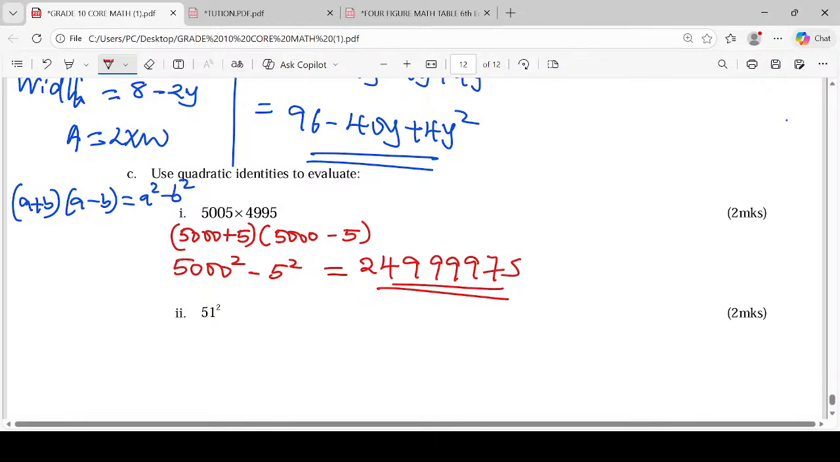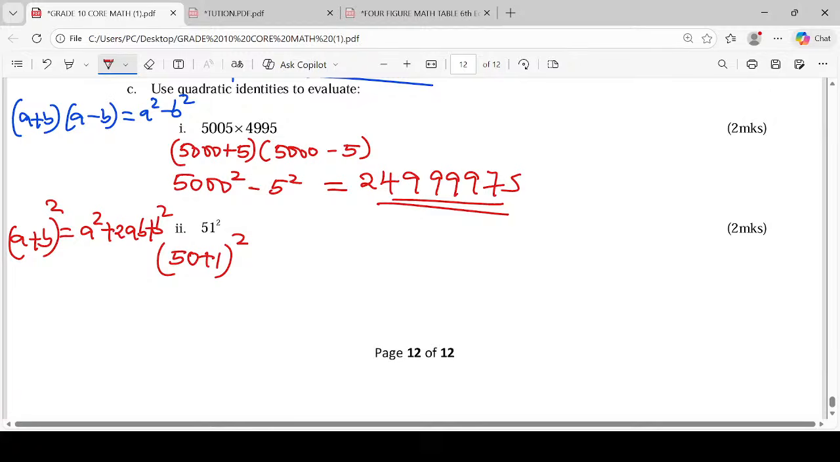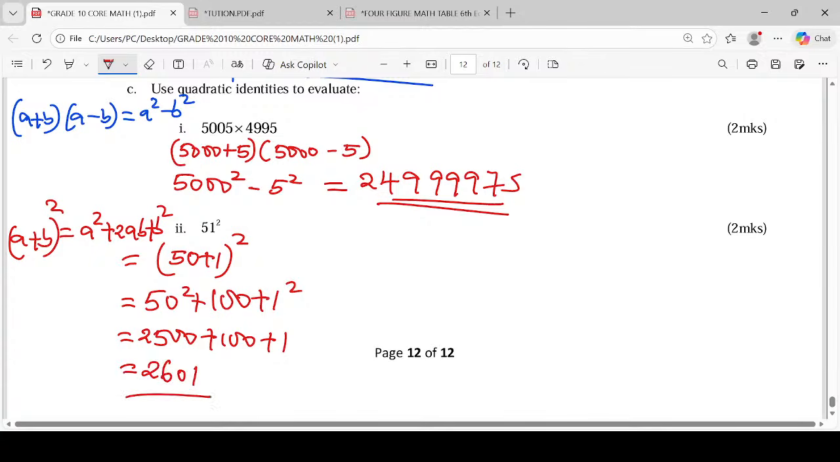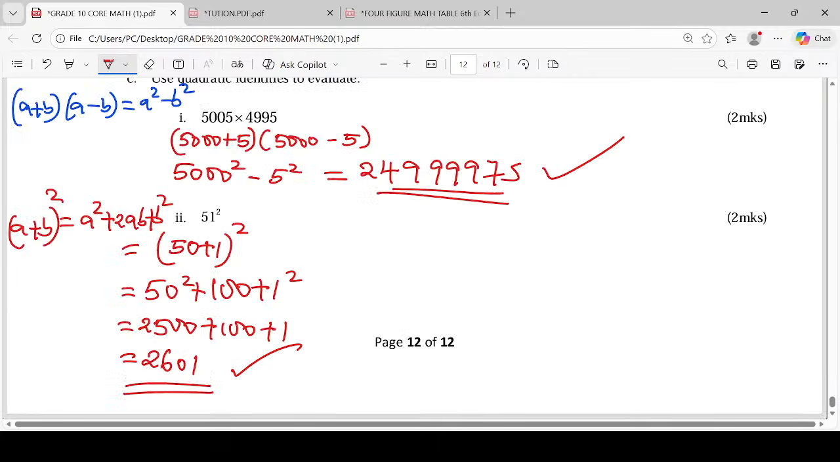Then, when you have this one here, we are going to apply the principle that a plus b squared is a squared plus 2ab plus b squared. So 51 can be written as 50 plus 1, then you square. This will be 50 squared plus 2 times 50 times 1, that is 100, then plus 1 squared. So this will be 2500 plus 100 plus 1, which becomes 2601. 2601 is the answer. And that marks the end of this wonderful question paper.